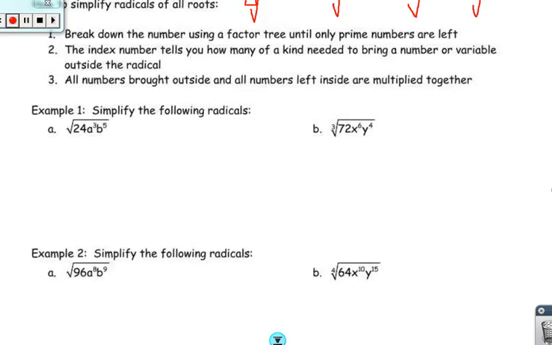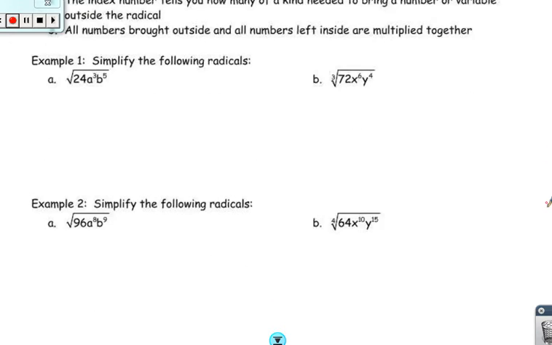So if we look at our first example, simplify the square root of 24, a to the third, b to the fifth. We would start with breaking down the square root of 24. We know 24 is 6 times 4. 6 is 2 times 3. 4 is 2 times 2. So underneath the square root, we have a 2, a 2, a 2, and a 3. We also have a to the third, so 3 a's, and b to the fifth, 5 b's.